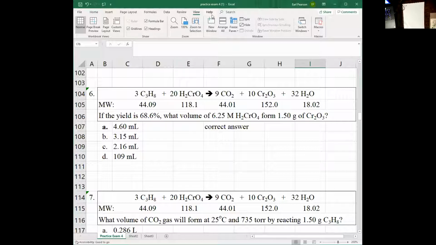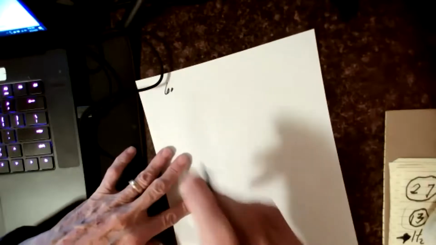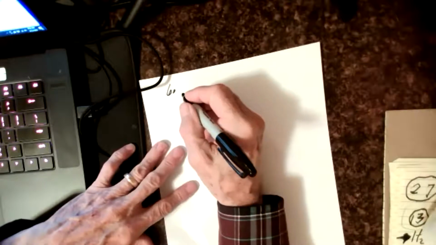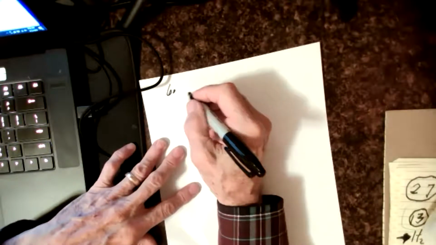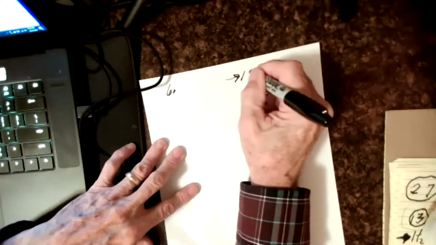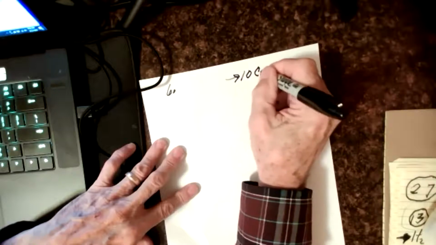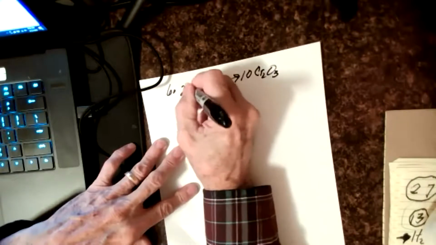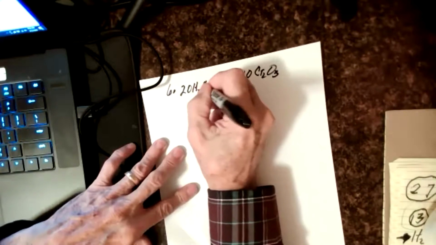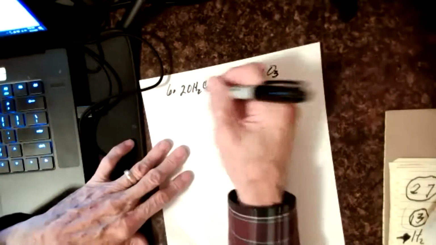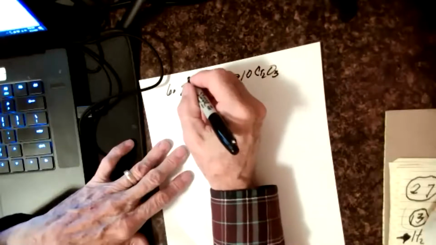So the way we're going to always handle percent yield is in the very last part of the calculation. So let's say I wanted to make my chromium-3 oxide, 10 Cr2O3. I'm going to make that from 20 H2CrO4. And I don't care about the other things. That's the only things that are involved in this reaction.